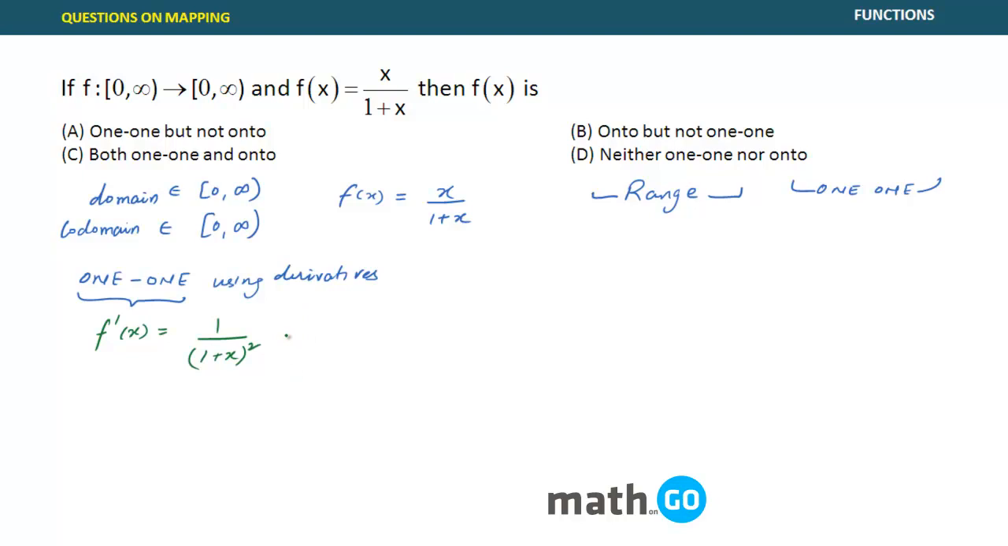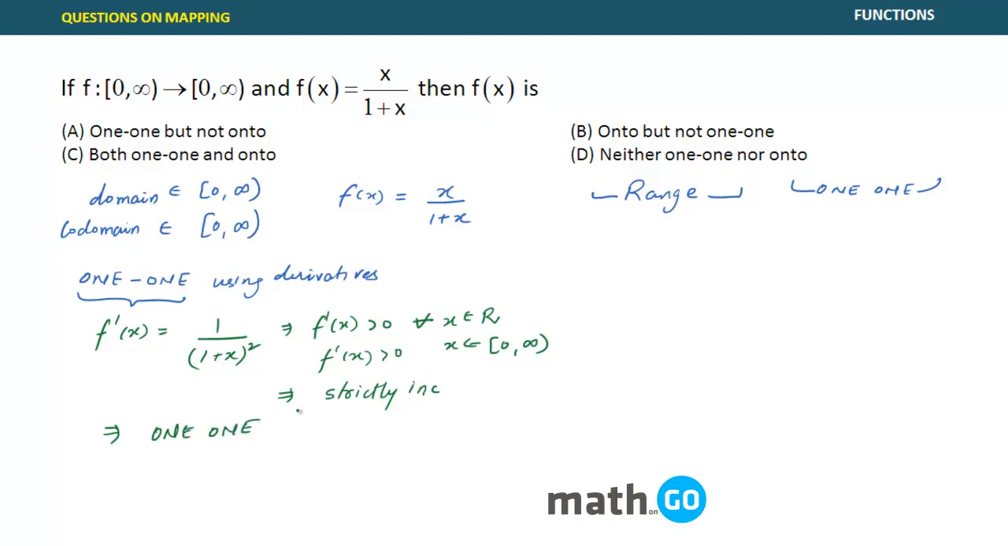And we can tell by seeing this that f'(x) is always greater than 0 for all values of x belonging to R. Even if I say for x belonging to the domain, that is 0 to infinity, f'(x) is positive, which implies the function is strictly increasing. And I told you that if a graph is strictly increasing, this implies the function is 1-1. Clear? So this is how you actually prove 1-1 if you are not sure of the graph.